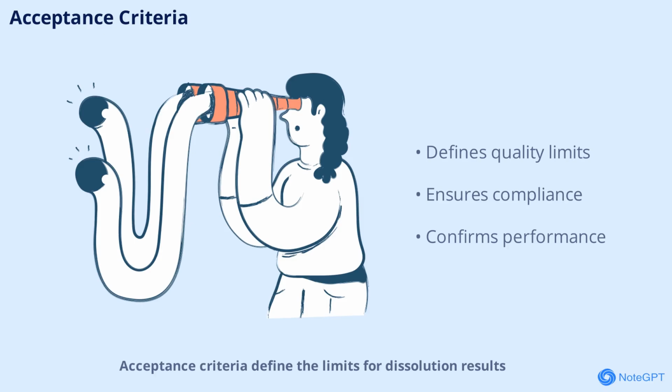Acceptance criteria define the limits for dissolution results, ensuring product quality and regulatory compliance. Specifications are set for each time point, such as not less than 85% dissolved in 15 minutes for IR products. For extended release forms, criteria cover early, intermediate, and final time points. Meeting these criteria confirms that the product performs as intended.